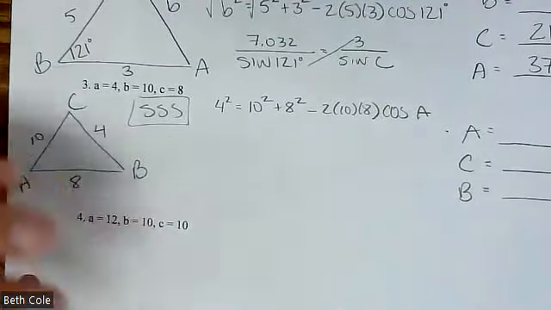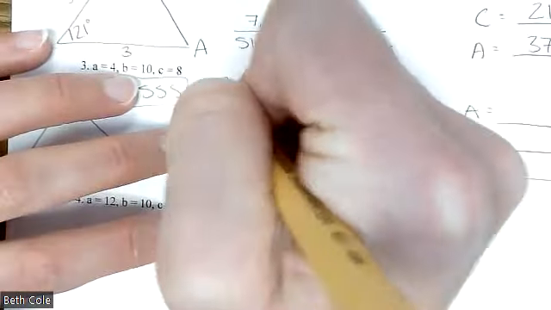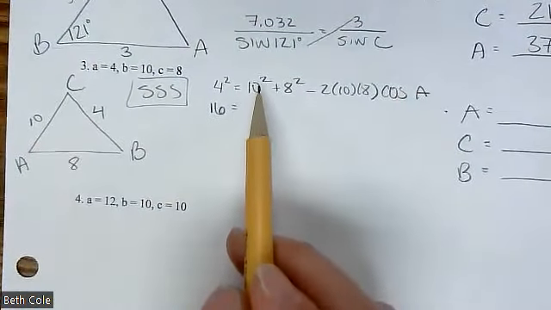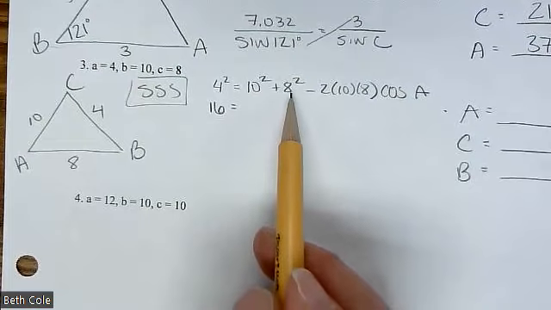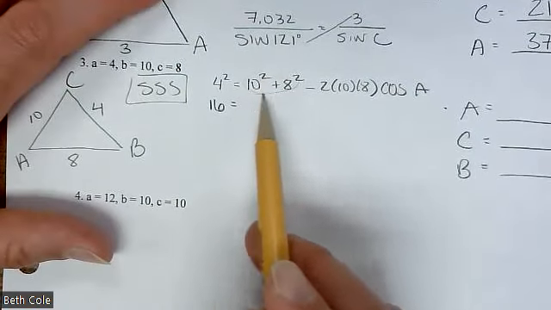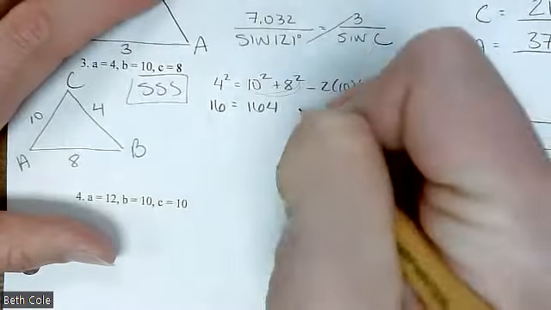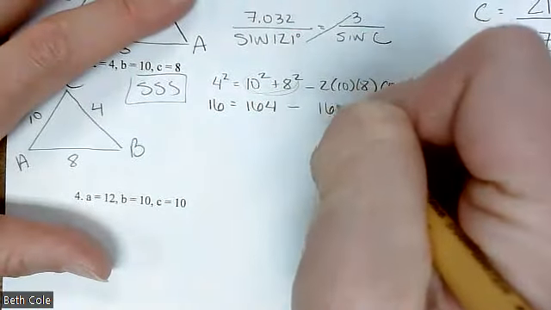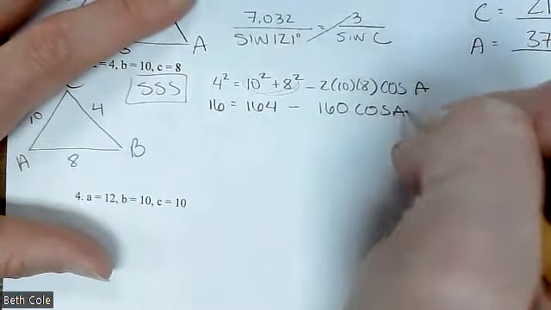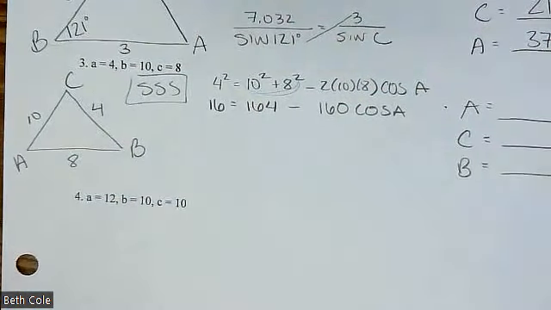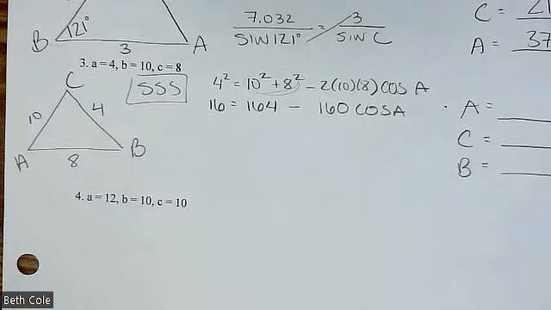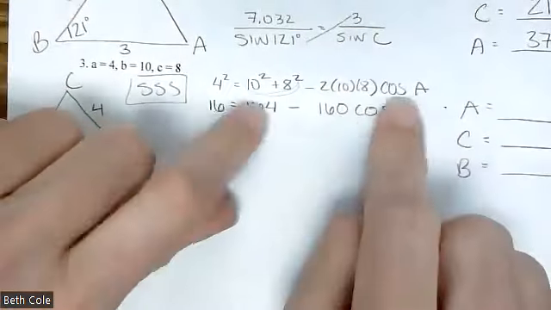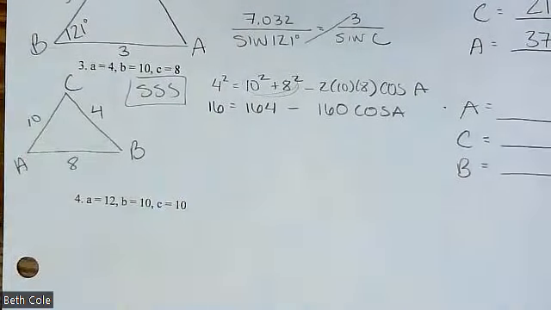All right, so we're going to have to actually do this problem. So 4 squared is 16. 10 squared is 100, 8 squared is 64. So together, 164 minus 2 times 10 times 8 would be 160 cosine of A. And here is the common mistake. Please let this not happen to anyone. People will do 164 minus 160 and put 4. The reason you can't do that is because these are two separate terms and they're not like terms.